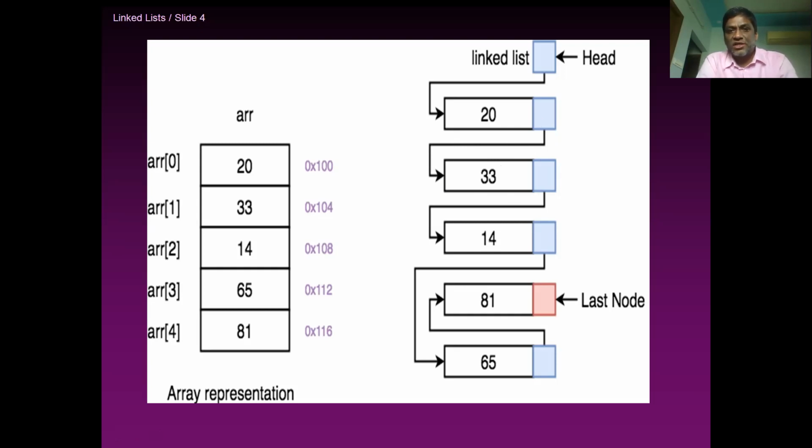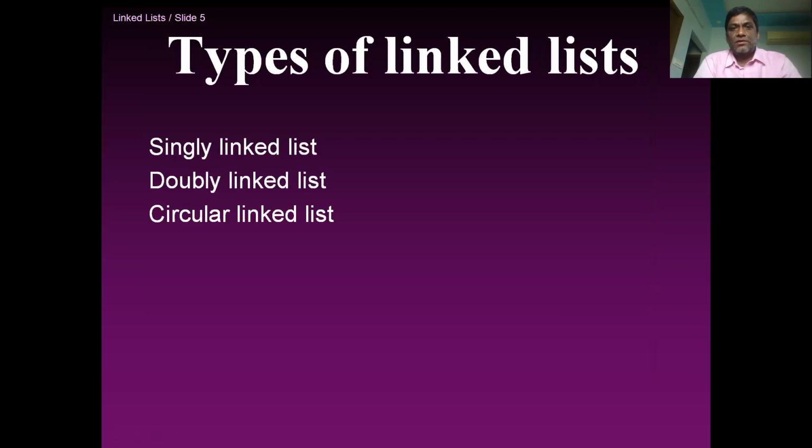Okay, and then 33 is connected to the third element 14, but 14 and 33 are not physically continuous. They are logically continuous, and so on. 65 points to 81, which is the last node. Therefore, last node points to null. Okay, and we are going to learn several types of linked lists. There are several ways of organizing these linked lists, starting with singly linked list. Then we understand what are doubly linked list, and then we discuss about circular linked list.